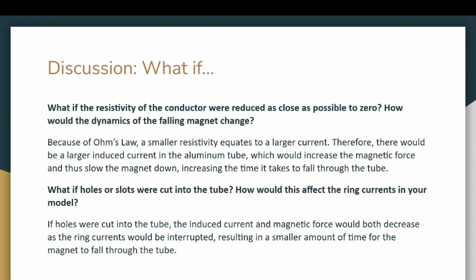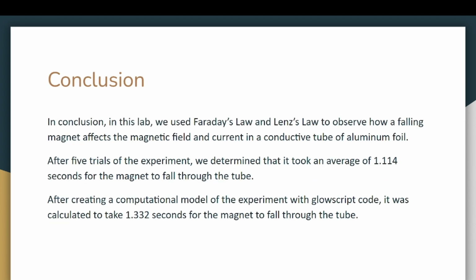And then what if holes or slots were cut into the tube? How would this affect the ring currents in your model? This would disrupt the current going through the rings, which would result in a smaller amount of time for the magnet to fall through the tube.